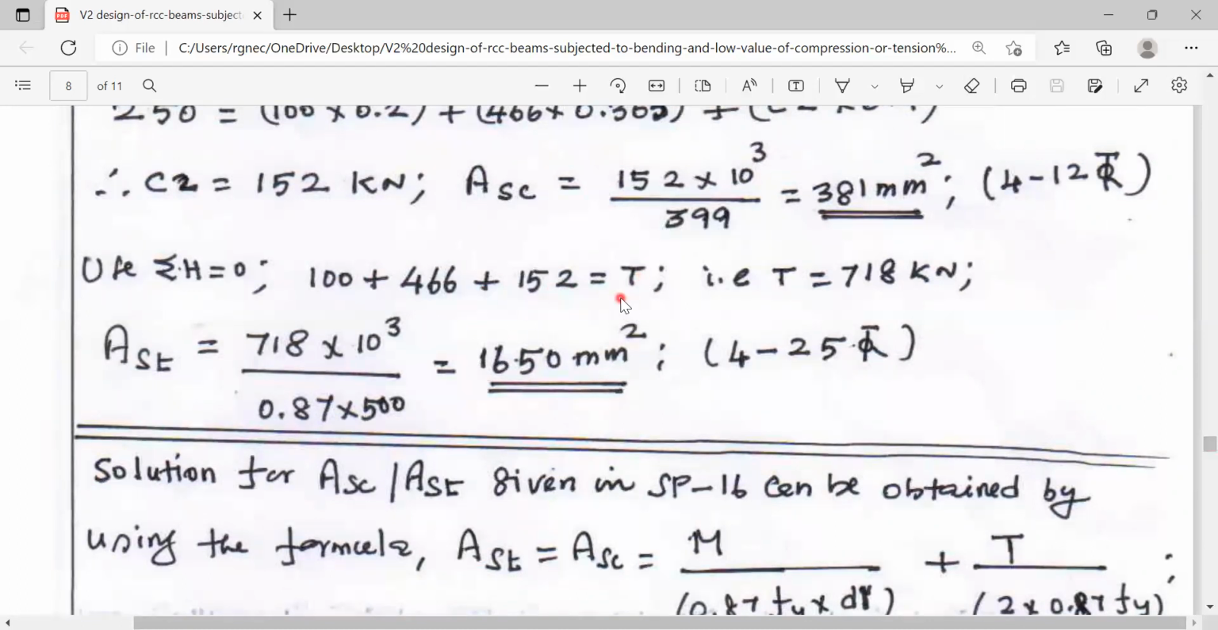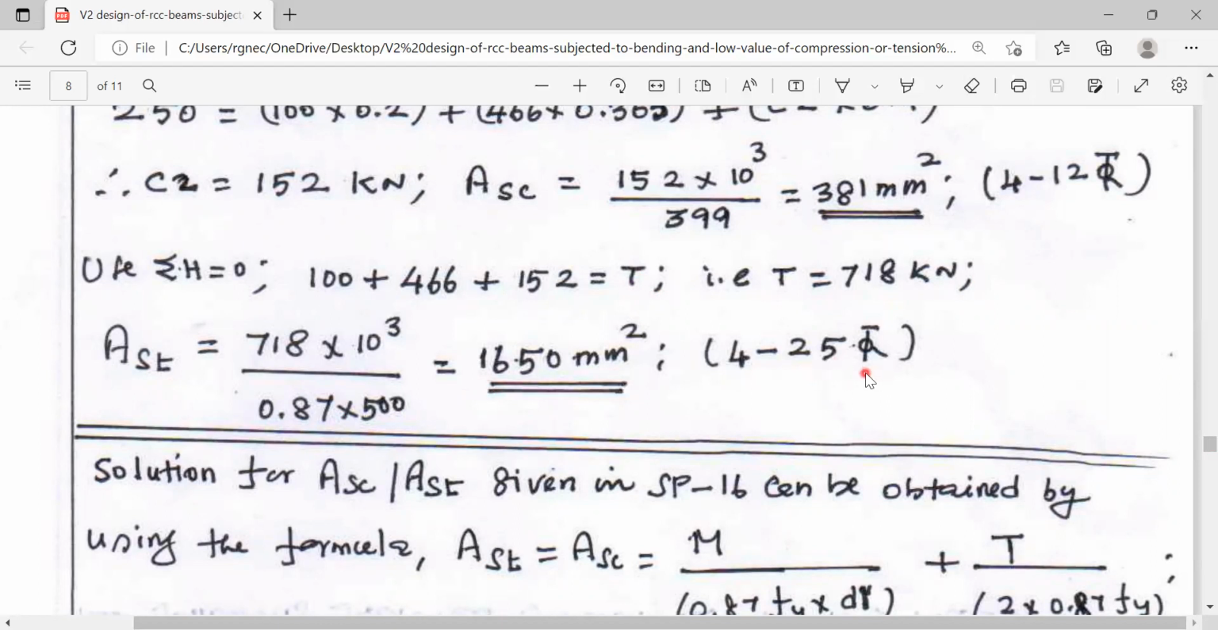T is the only force acting towards right, that is tension in reinforcement. The unknown T can be found out. It is 718 kilonewton. Now the stress in the tension reinforcement for the minimum specified value of strain is 0.87 times 500. Therefore, the area works out to 1650 millimeter square. Now you can fix the numbers and diameter of the reinforcement.